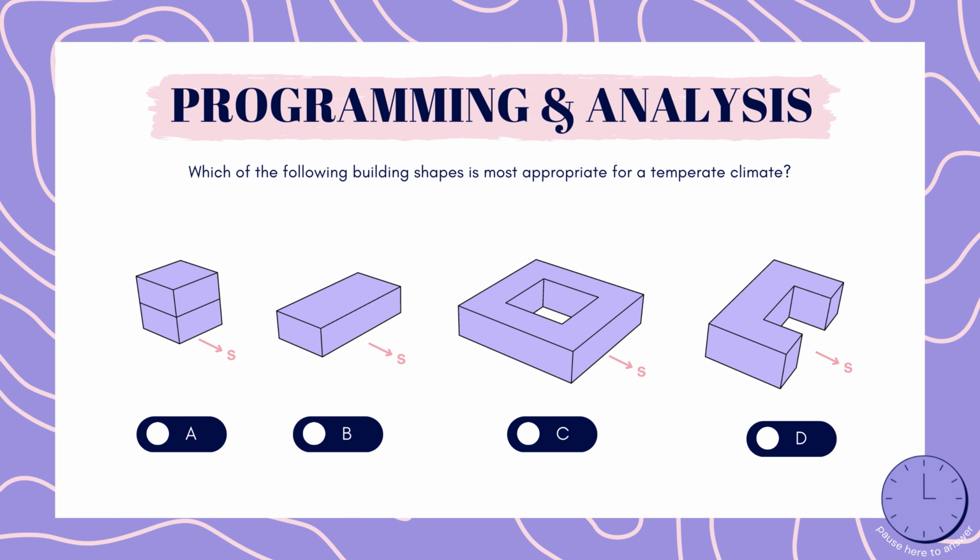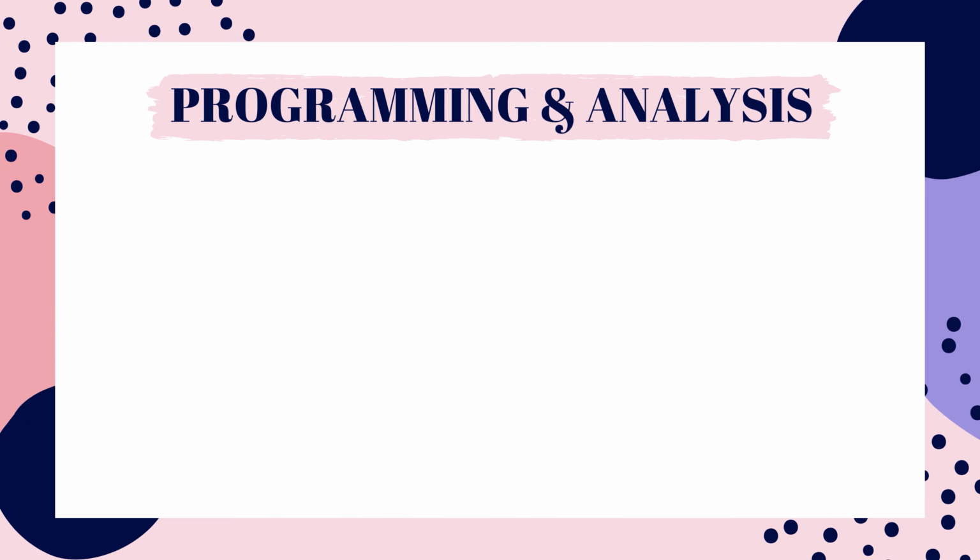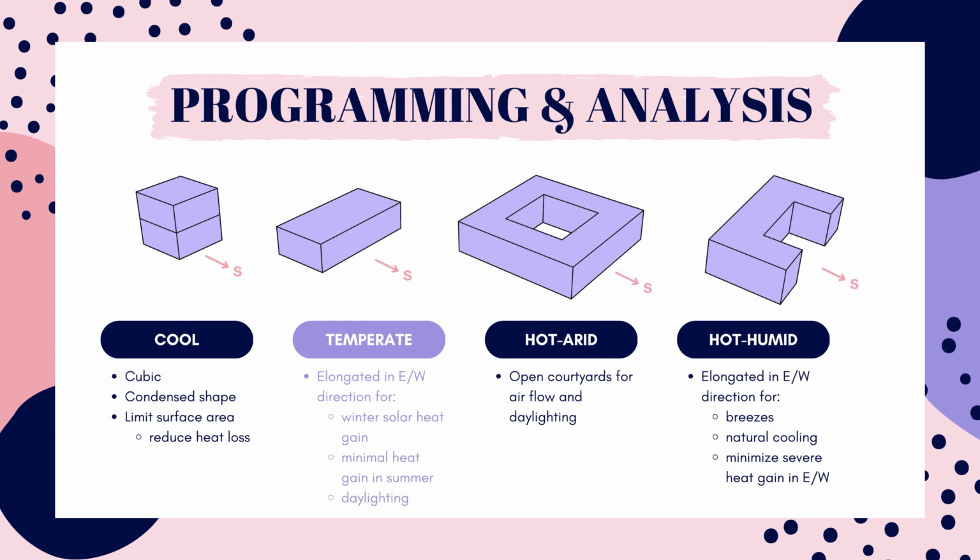And the correct answer is B. The best orientation and shape of the building in a temperate climate is an elongated form running east to west. This provides advantages with winter solar heat gain, daylighting, and minimizing heat gain in the summer.